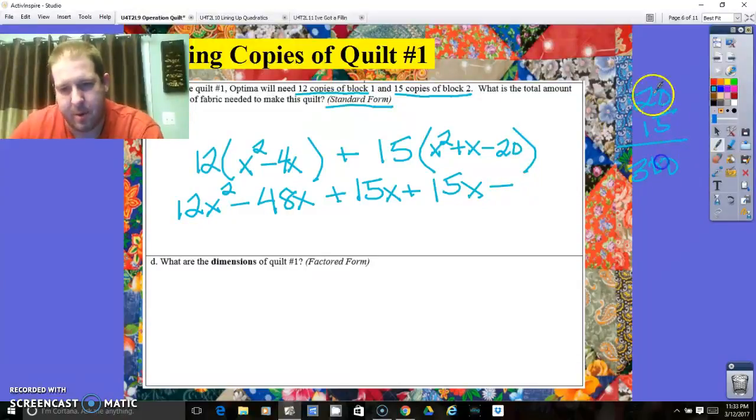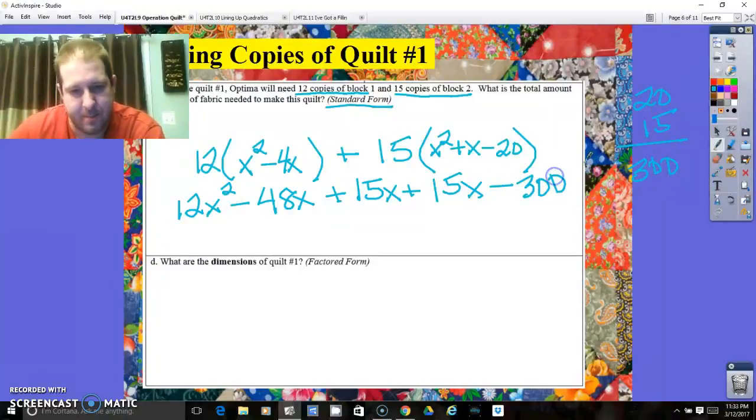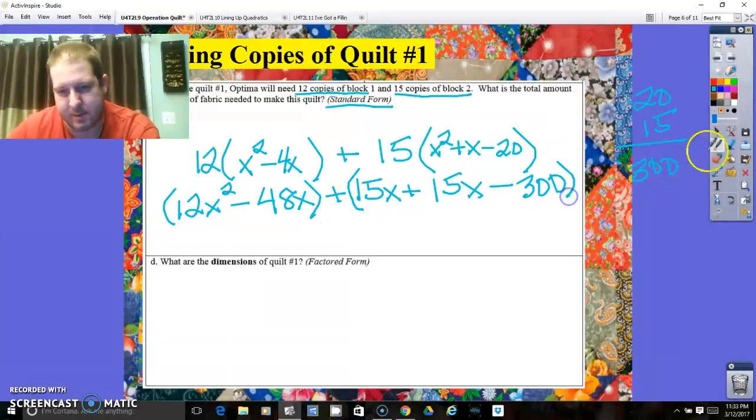Wait a second, that's going to be 300. 2 times 15 is 30 with another 0, so that's 300. Okay, that was pretty easy. All right, so now I'm going to combine like terms. Now, think of it as this being added to this. All you really got to do is combine like terms, things that are the same.